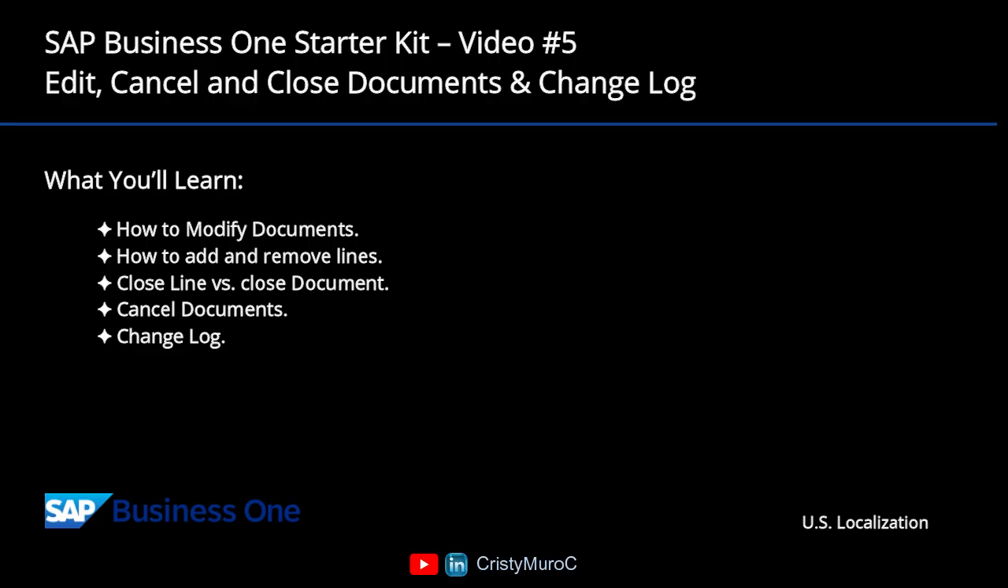In this video, you will learn how to modify existing documents, such as modify a quantity, change the price, insert lines, or remove lines. Then we're going to see how to cancel a document and how to close a document. And finally, we're going to talk about a tool in SAP Business One for tracking document changes, the change log. So let's get started.